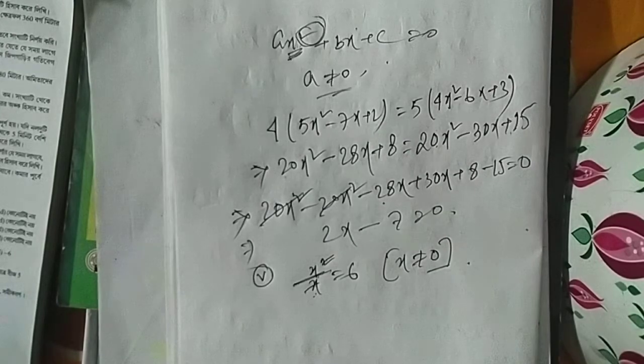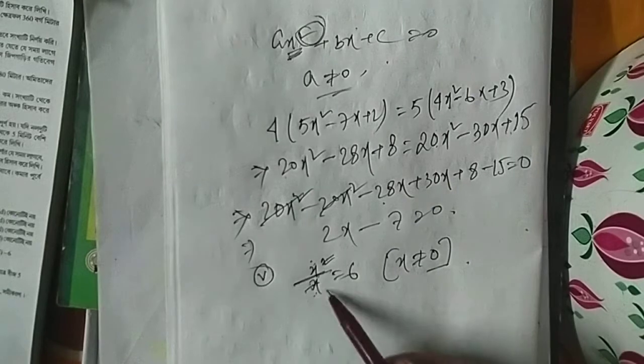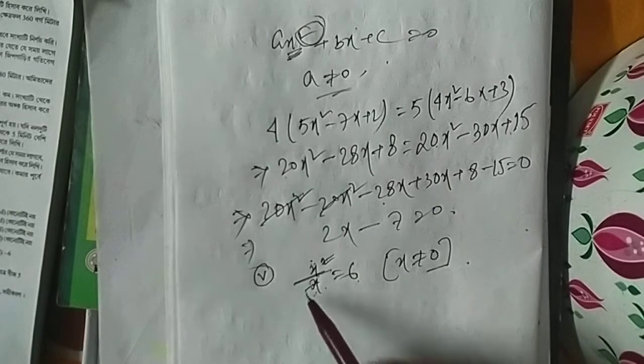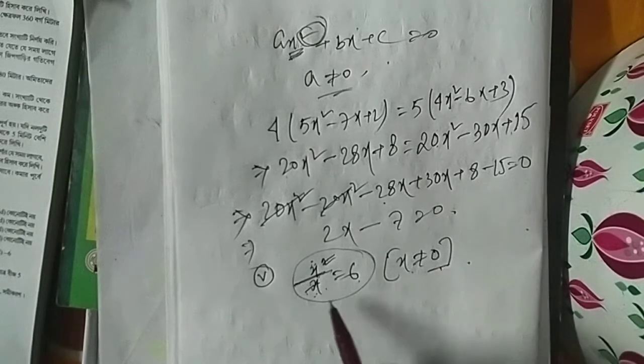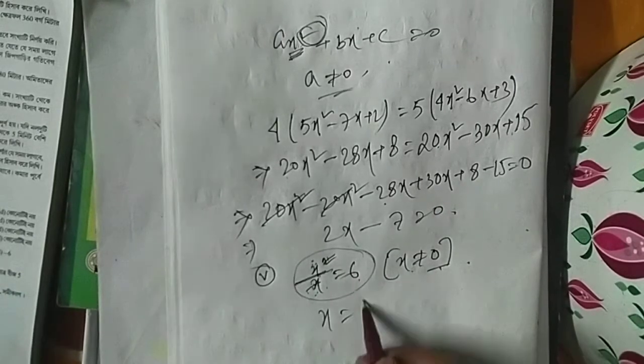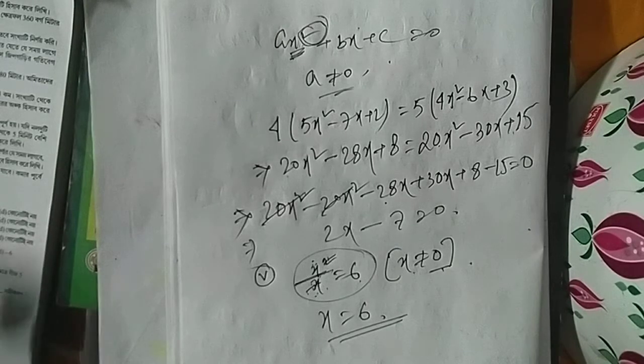If x equal to 0, then the term will be 0 by 0, that is undefined. This is not equal to 6, it will be undefined. So this expression will be defined when x is not equal to 0. So x will be eliminated, therefore x equal to 6. So for this equation, the root of this equation will be 6, option B.